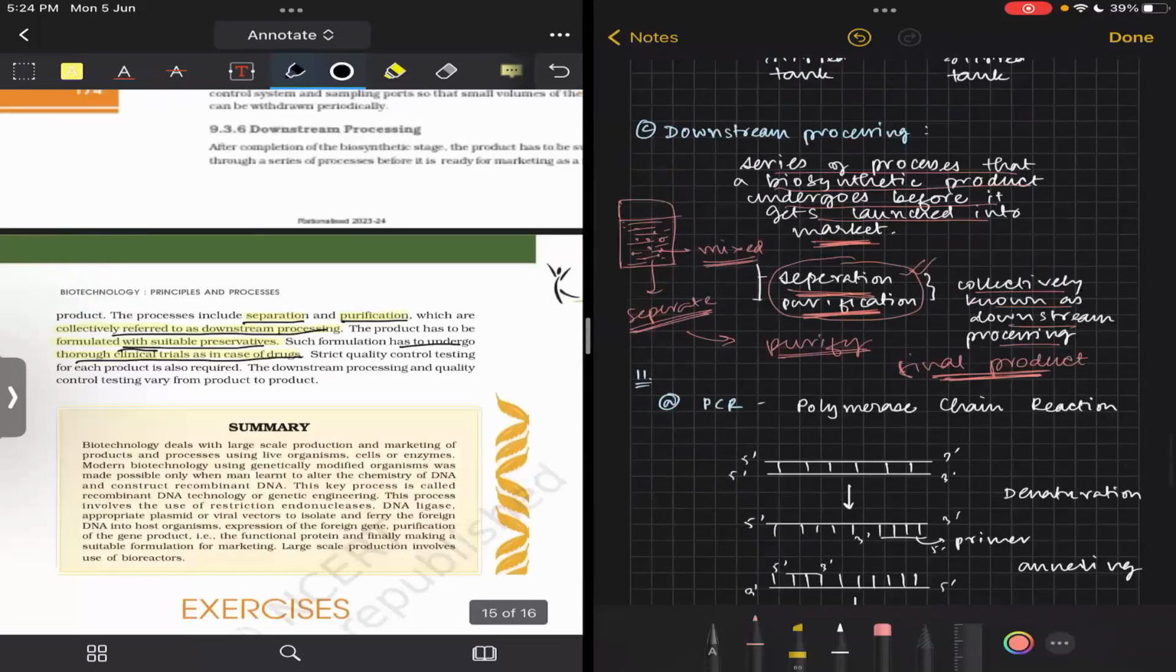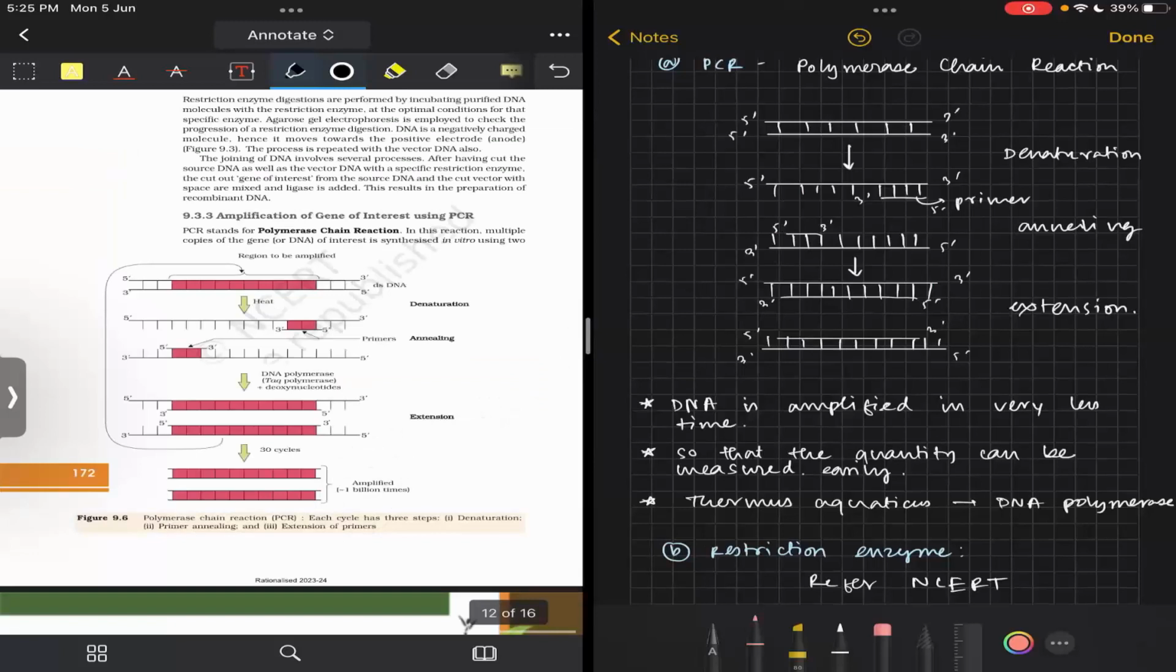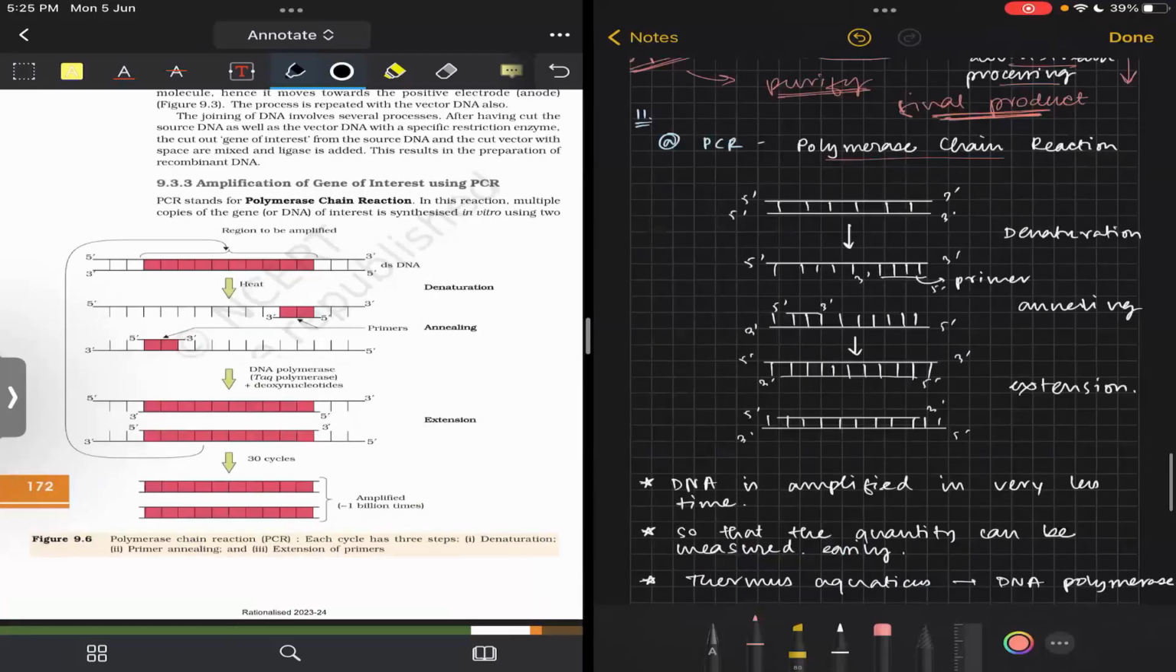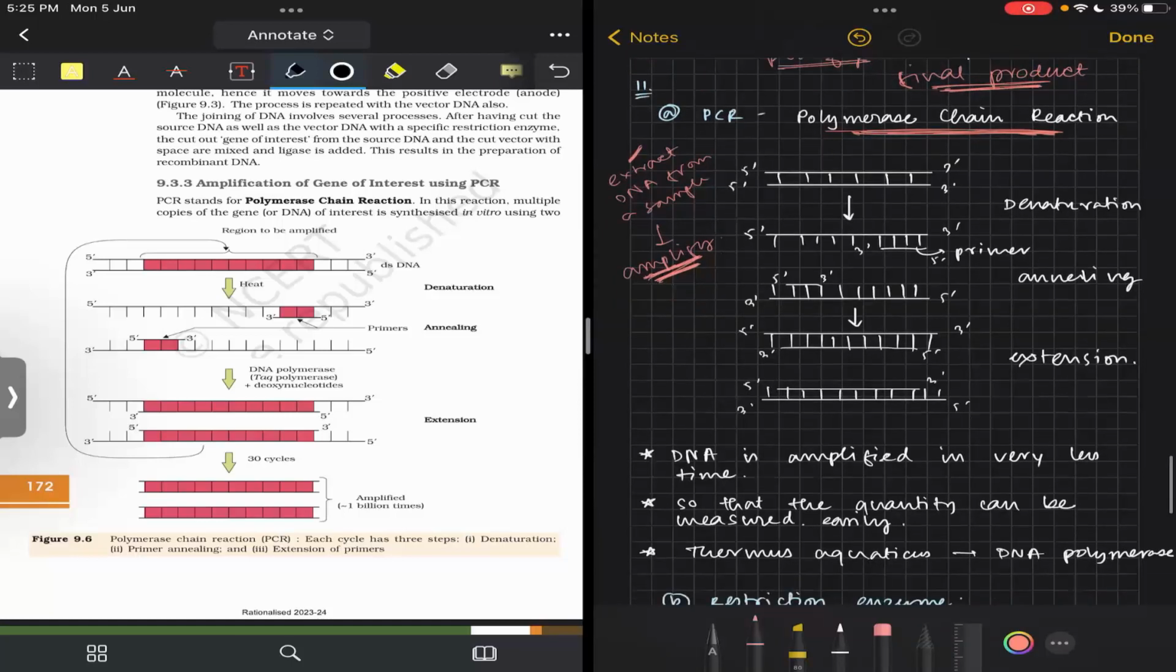Now, question number 11, that is PCR. It is explained here also. So PCR is polymerase chain reaction. So what we do is basically we extract DNA from a sample and then amplify it in order to make it noticeable or measurable, and we can use it as diagnostic tests.